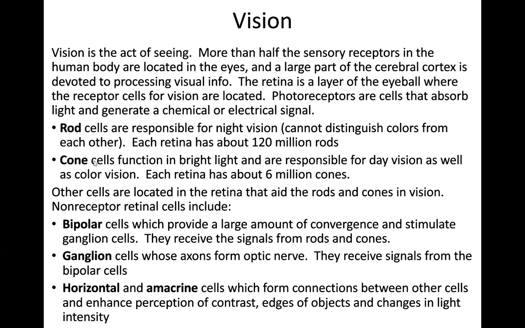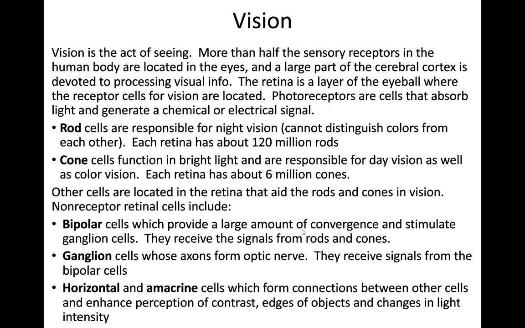Okay. You also have what we call cones, which function in bright light and are responsible for day vision as well as color. I always think C for cone, C for color. Okay. We don't have nearly as many cone cells as we do rod cells, about 6 million cones in each retina. Okay. Now these guys are both examples of receptor cells. So they're not actual neurons, but they communicate with other cells in the retina that aid the rods and cones in vision. And those non-receptor retinal cells include bipolar, ganglion, horizontal, and amacrine cells.